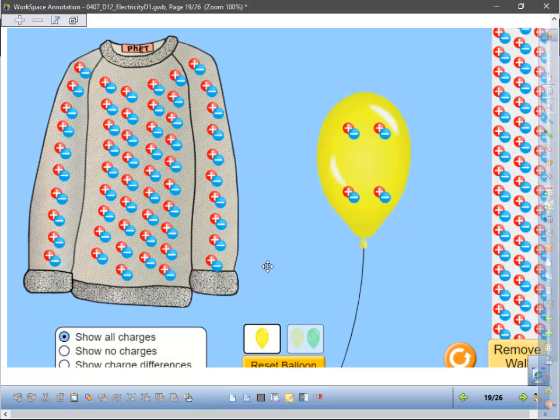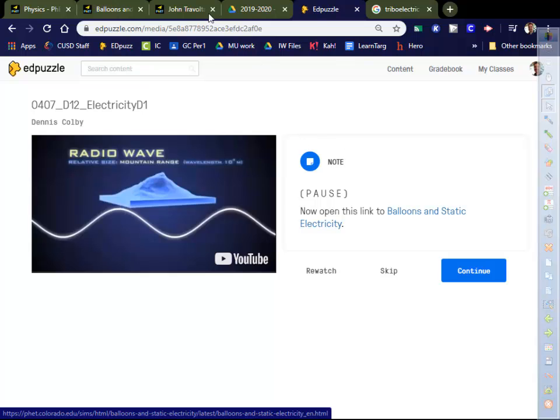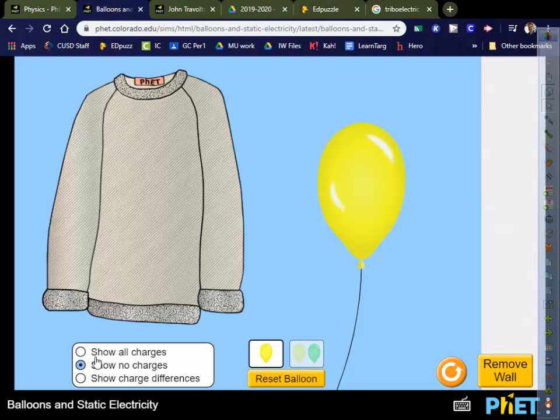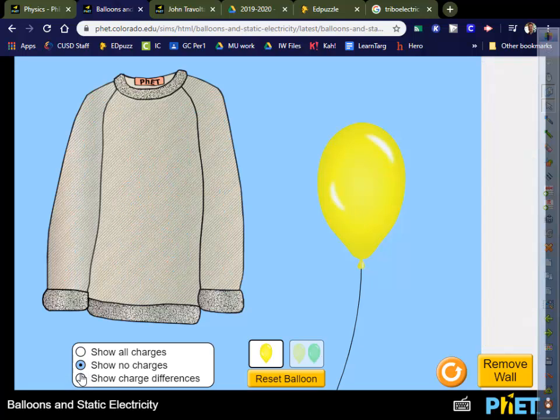I'm going to pause the video and I want you to open up this simulator. You're going to have a link like this. It says balloons and static electricity. So click on that and you're going to open it up. Right now I have this on show no charges. I can show all the charges, I can show no charges, or I can show just the differences. This is any charges that are left over after they cancel out. They're going to look the same right now because, like I said, they're neutral. So since they're neutral, you don't see any charges right now.